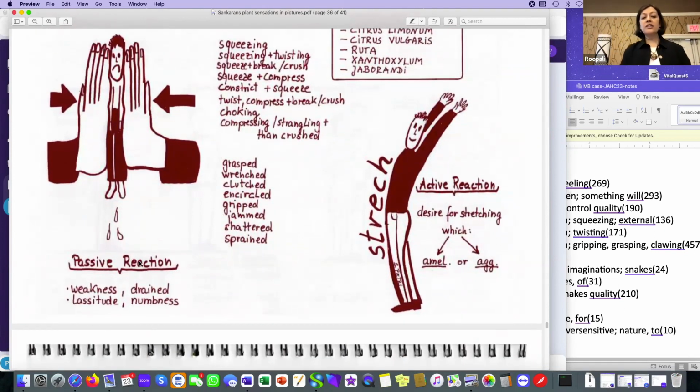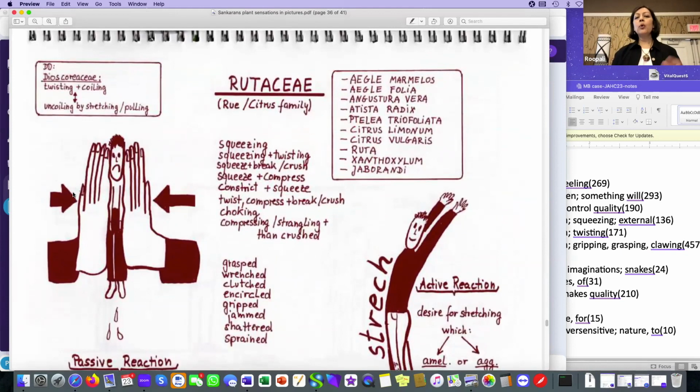And the passive reaction here is that you feel weak and drained, and there's lassitude and numbness, and she feels like her husband, she mentioned that her husband thinks, she wishes that she could do more, and he has to do a lot and she can't do as much. So I'm reading into that. I don't have the details. And in both cases, the desire is to move. And so she goes into the woods.